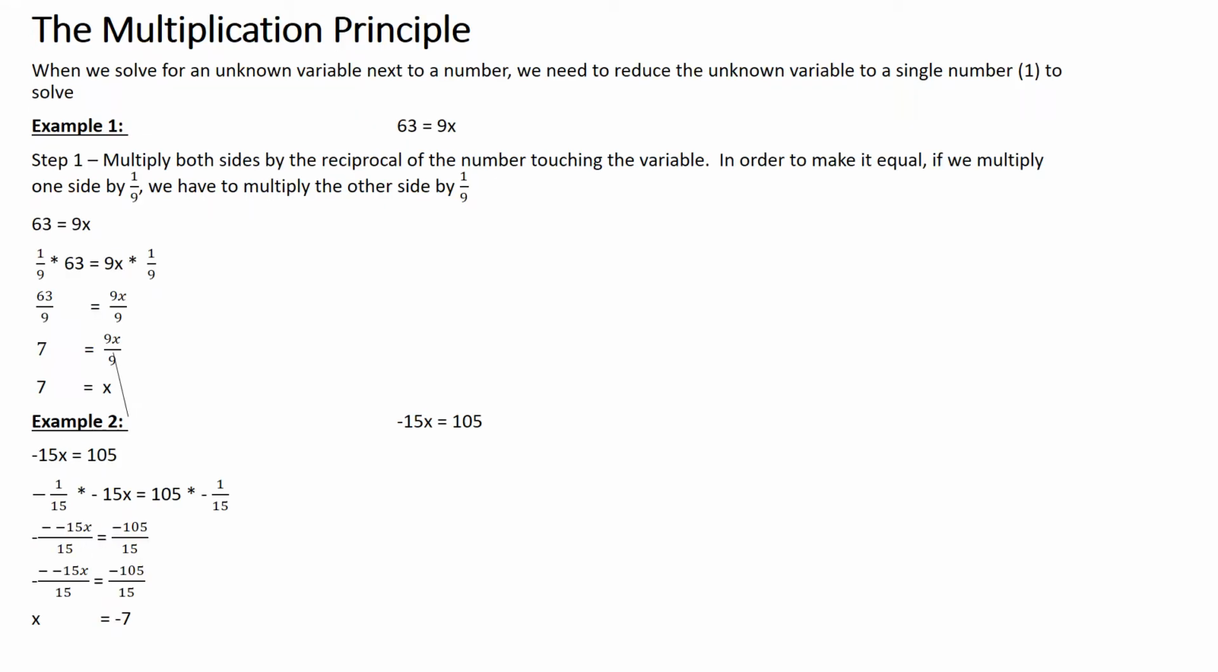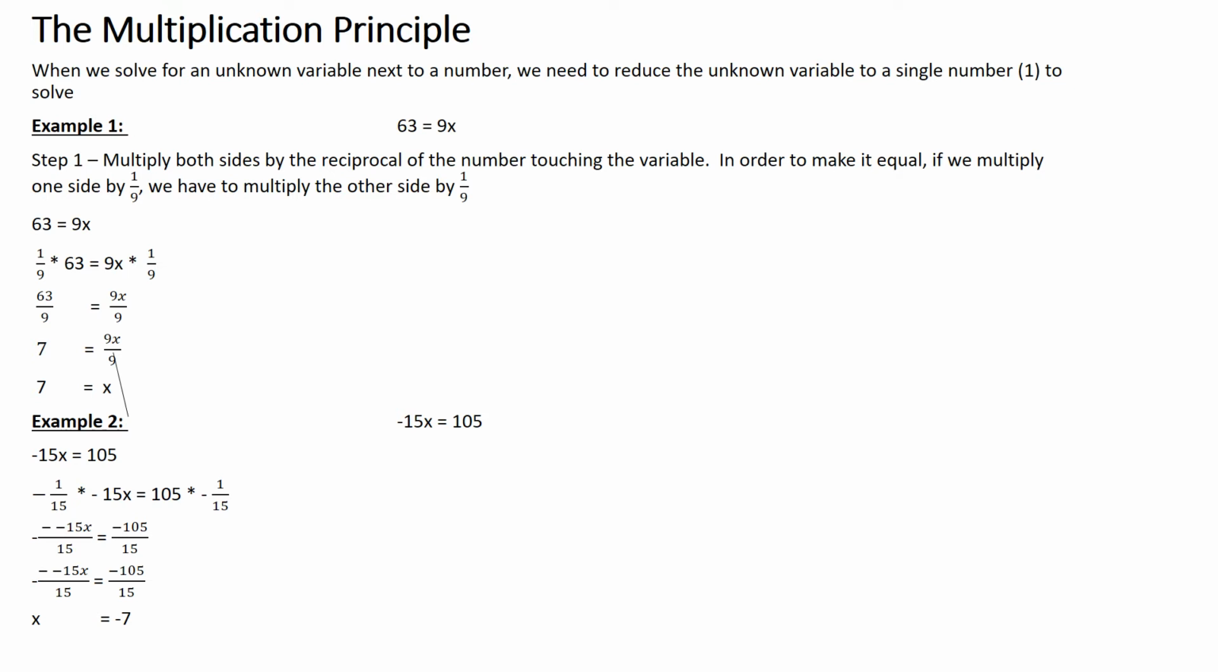The multiplication principle uses what we discussed in our last module, notably the reciprocal. We have an example here, 63 equals 9x. Nothing to add or subtract. But how to isolate that x by itself from 9x? Like before, we're going to do balance. We're going to multiply both sides times 1/9.